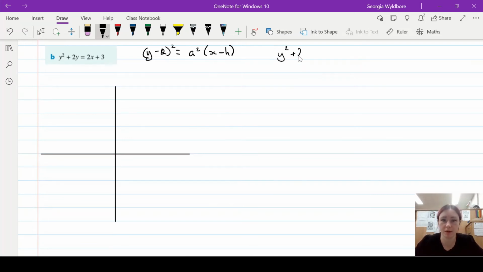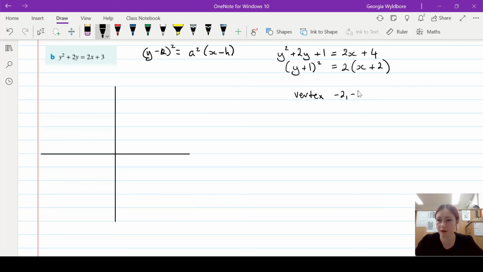So we're going to have y squared plus 2y. We're going to add 1 to each side, so half of the b term squared, so 1 squared is just 1. Adding it over here as well, we get 2x plus 4. This side now factorizes to (y + 1)², and we can take out a common factor of 2 on this side to become x plus 2. So now you can see it is exactly in that form that we want. Our vertex is going to be at (-2, -1), because we've got h and k.